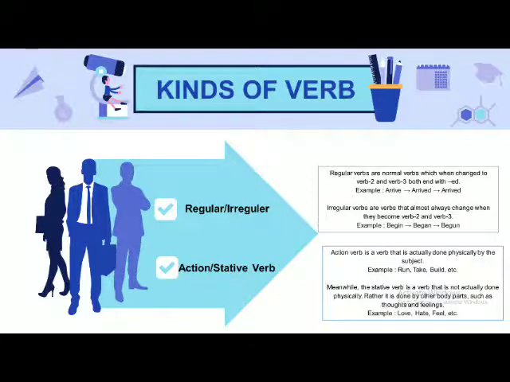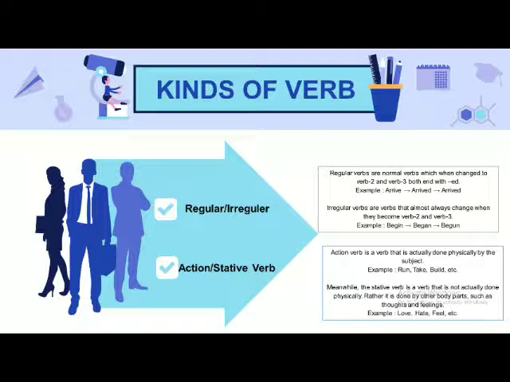First is regular or irregular verb. Regular verbs are normal verbs which when changed to verb 2 and verb 3 both end with ed. Example: arrive, arrived, arrived. While irregular verbs are verbs that almost always change when they become verb 2 and verb 3. Example: begin, began, began.